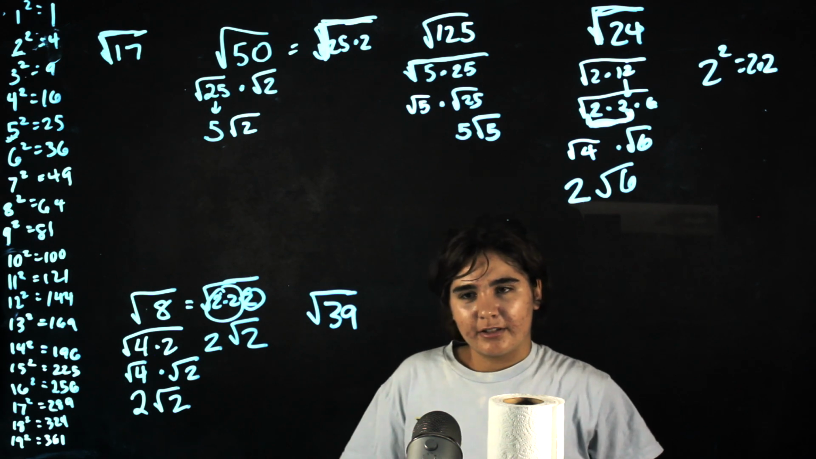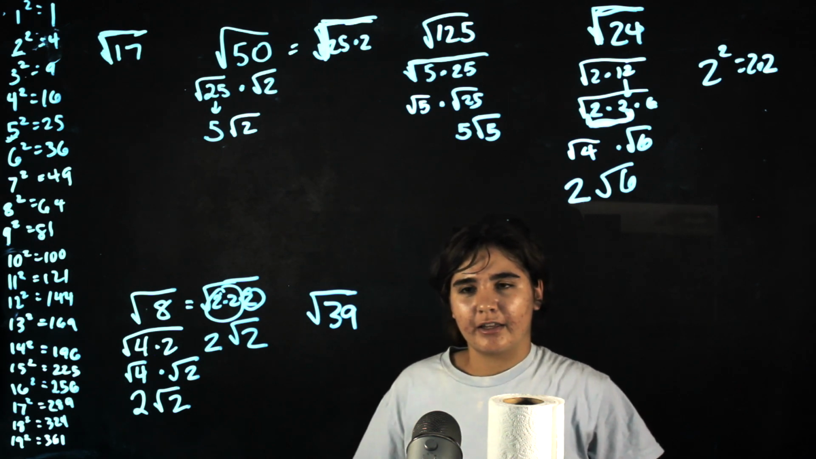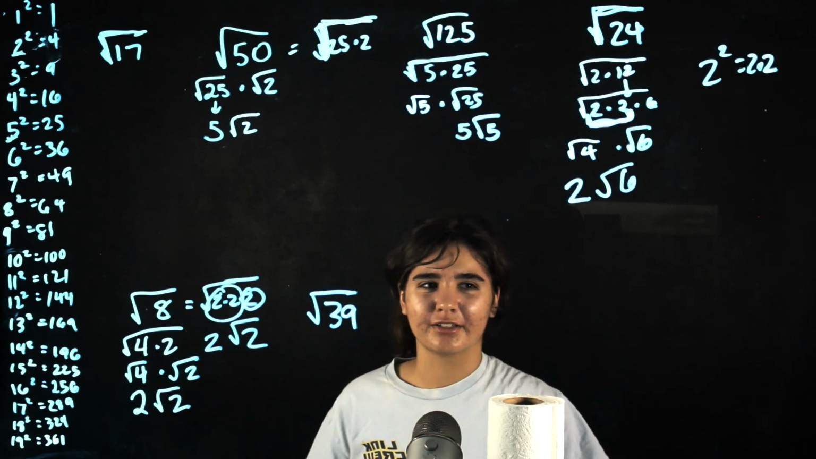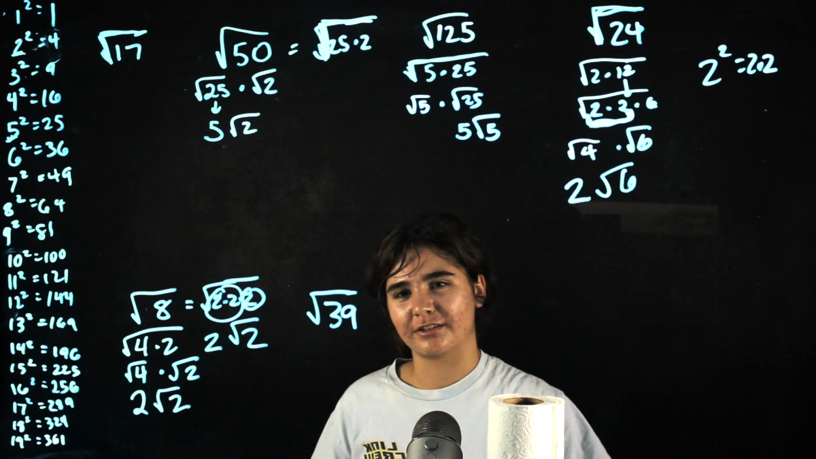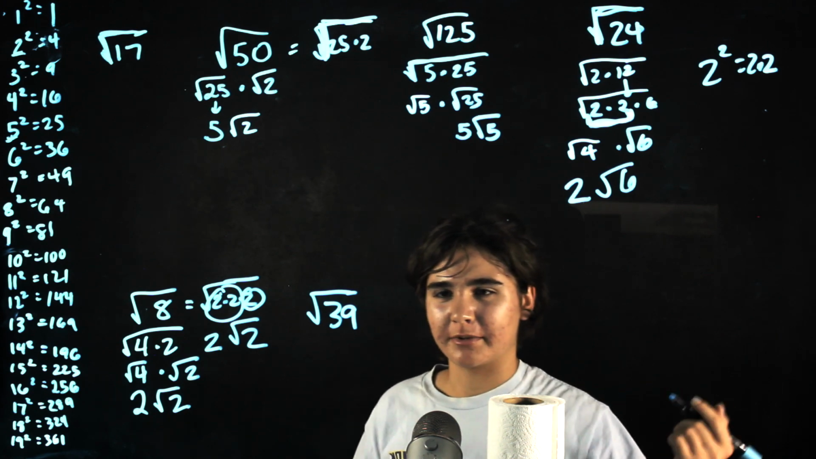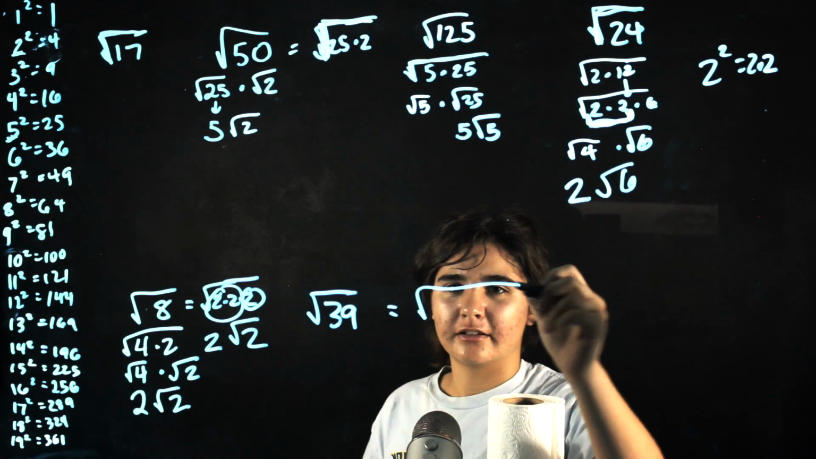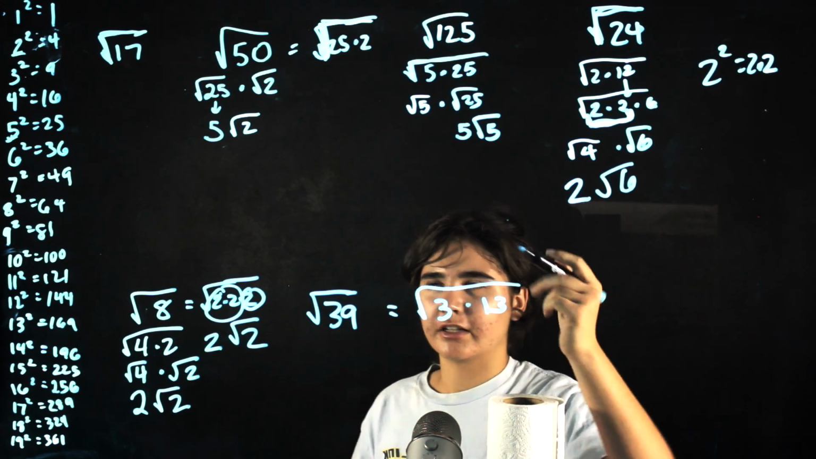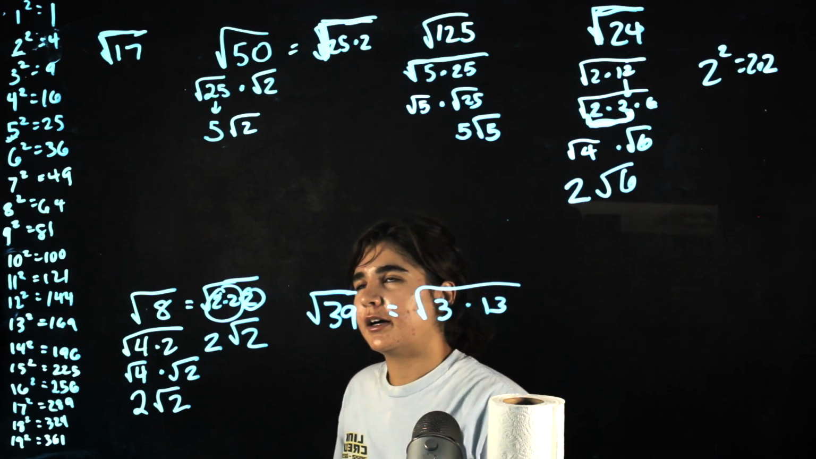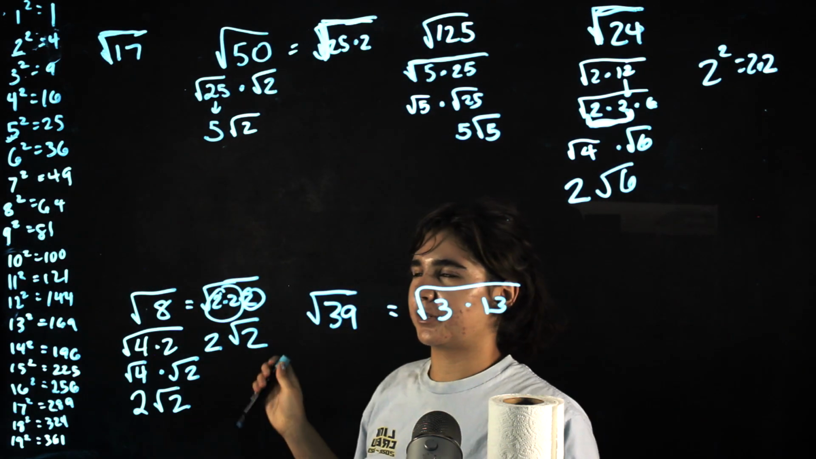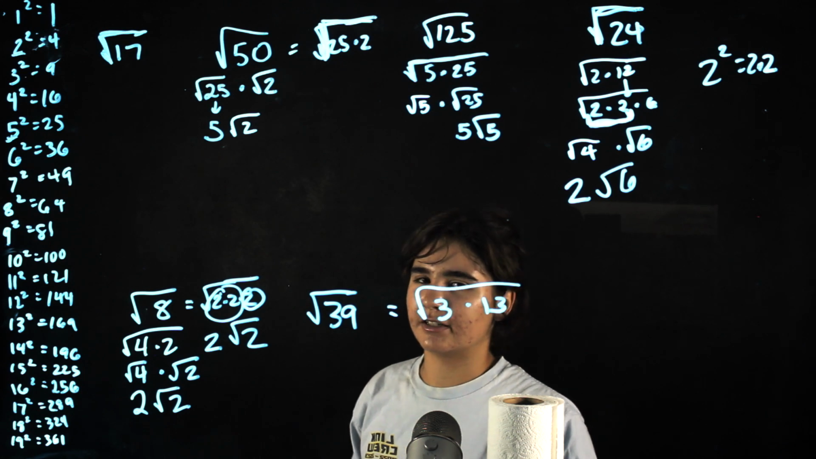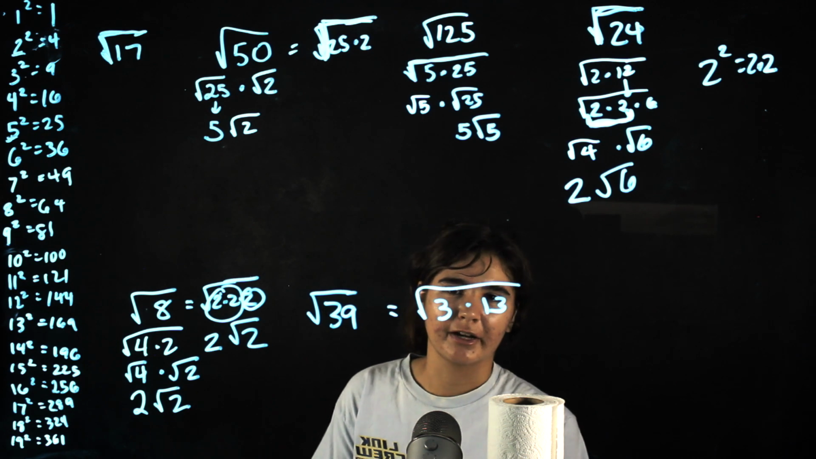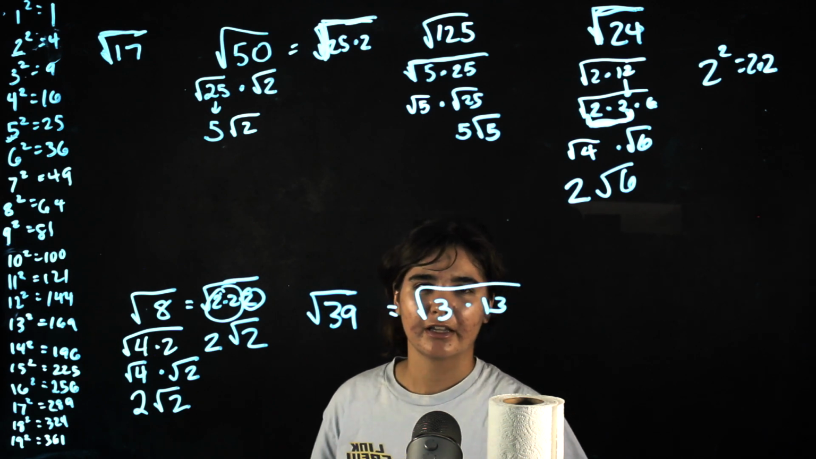Okay, this is rad 39. The only number that I can really think of that goes into 39 off the top of my head is 3, because it would be 3 times 13. So I can think, okay, 3 times 13 is rad 39. And I'm looking at my list of perfect squares, and I don't really see any that match up with these. And I also know that I can't divide 3 by anything else other than itself and 1 and get a number. Same thing with 13.